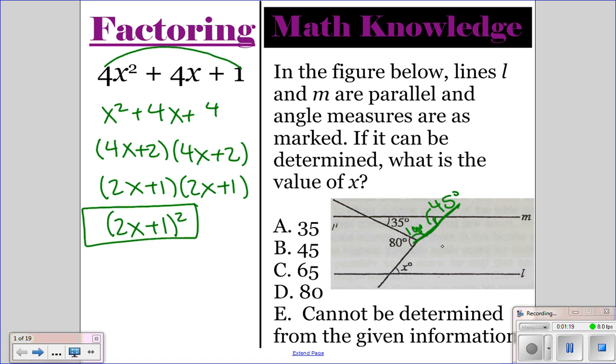Now this 45 degree angle right here and this x are alternate interior angles, so that means that x is also 45 degrees. And so your answer should be B there. You probably can come up with another way to solve for x, but any way that you do it, you should still get that it equals 45 degrees.